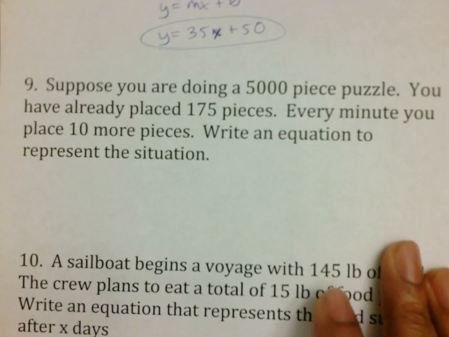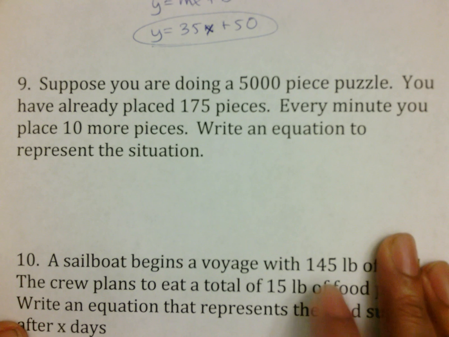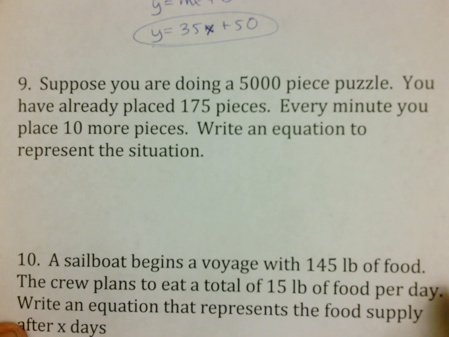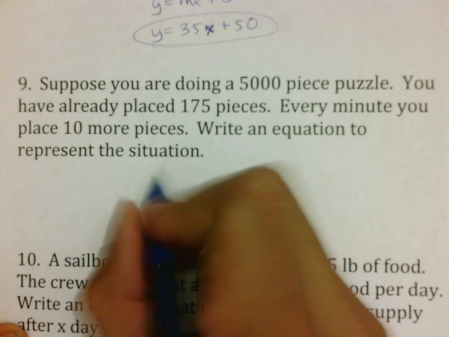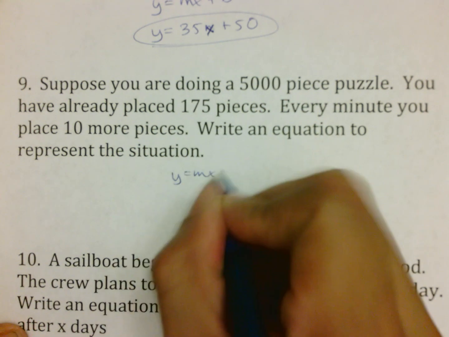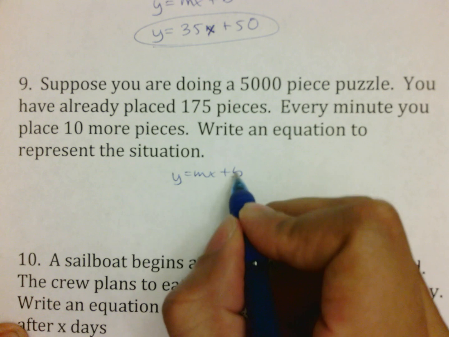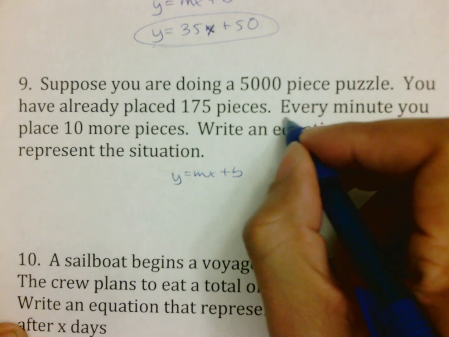Suppose you're doing a 5,000 piece puzzle. You've already placed 175 pieces. Every minute you place 10 more pieces. Write an equation to represent the situation. Again, in this case, you have to make sure you understand there are three numbers, and you only need two. You need an m and a b. So let's look carefully. Again, each, per, and every.